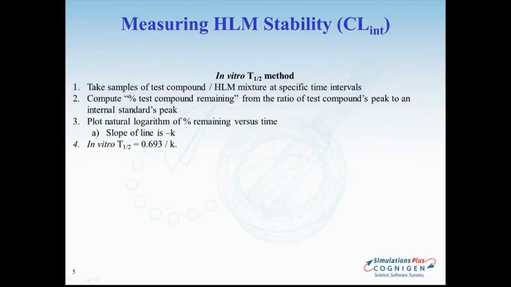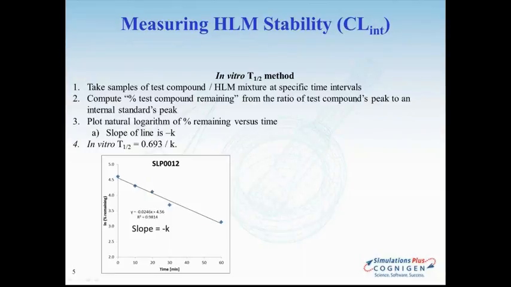Next, you plot the natural logarithm of the percent remaining versus time, and the slope of this line will be the rate constant, K. And then the in vitro T1/2 is 0.693, which is the natural logarithm of 2, divided by K.